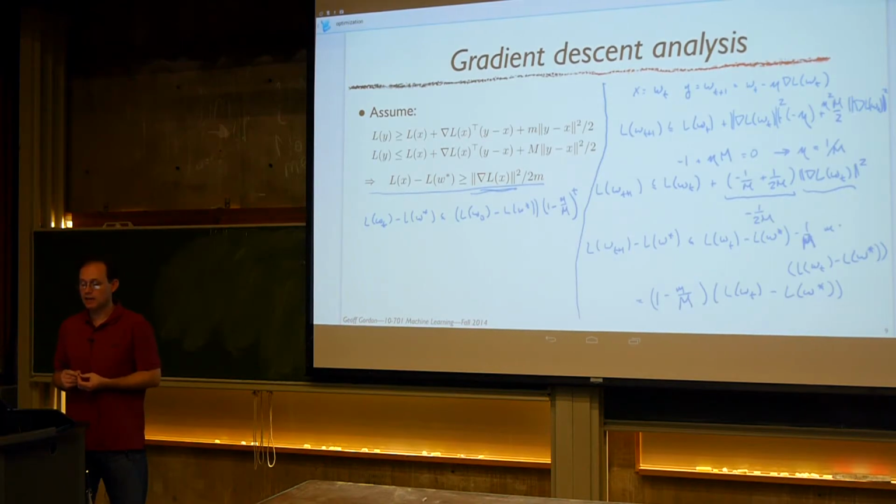Right. So let's see. The larger big M is, the harder the problem is, the closer the factor 1 minus little m over big M is to 1. Basically, once you have a lower bound and an upper bound, that's saying how much the Hessian varies, potentially from place to place or in different directions. And so the more variable the Hessian is, the harder the problem is.